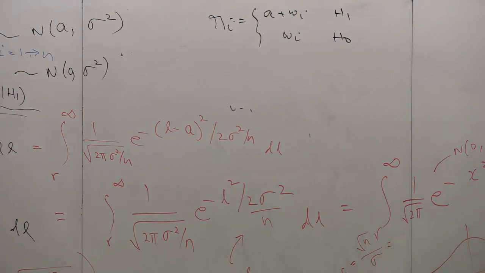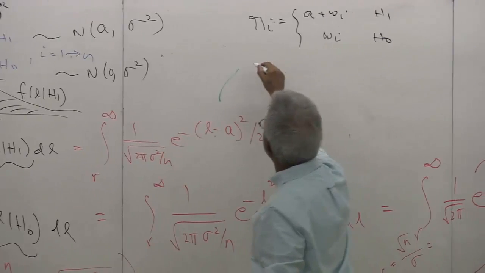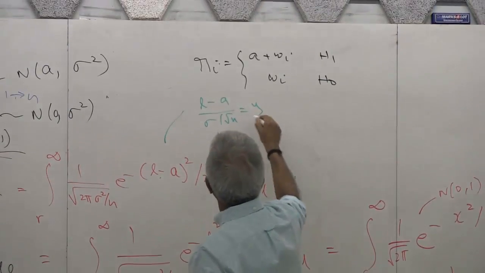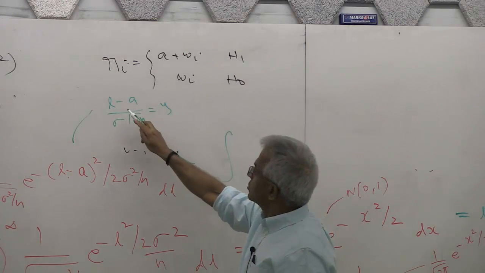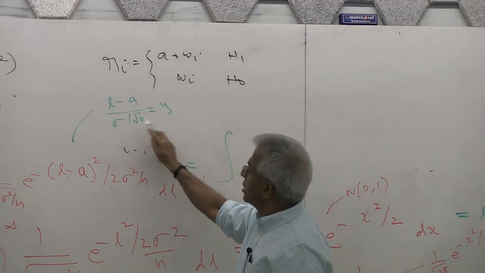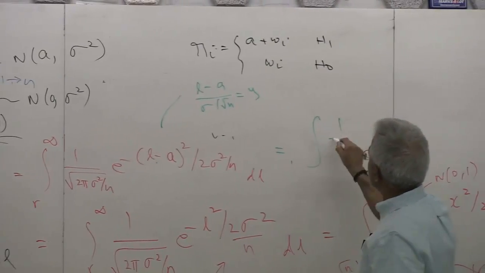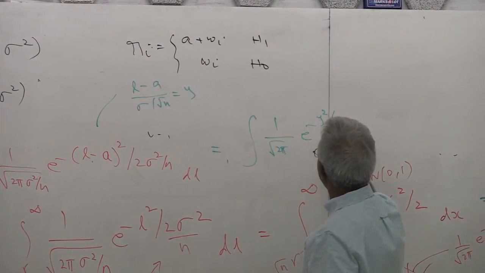All right, so let me use another color. So it's almost here. Let me put this to be L minus A over sigma over square root of n to be y. So this integral is going to look like... So you see dl will be what? y multiplied by sigma over square root of n. Sigma over square root of n will cancel. So you get 1 over square root of 2 pi e raised to minus y squared by 2 dy.